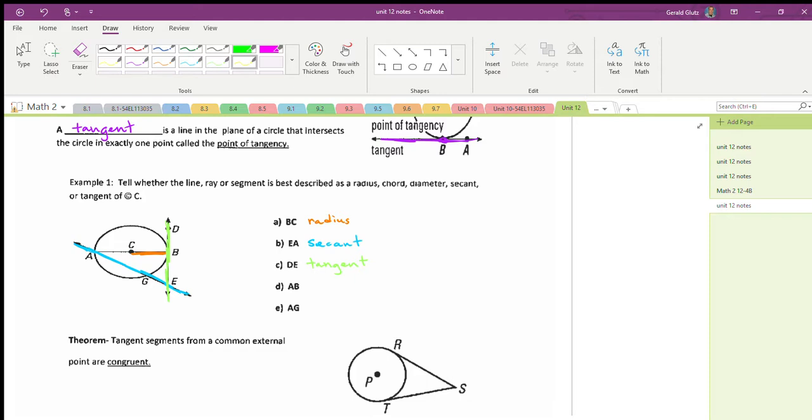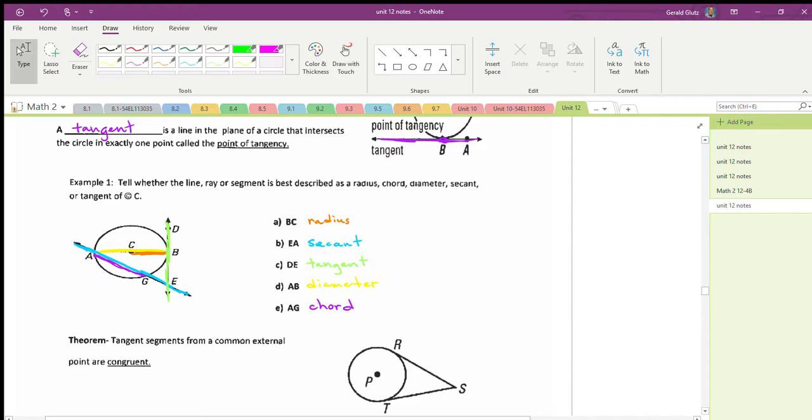Next is AB, so A to B, hopefully you can see that yellow there. It has two endpoints on the circle and it goes through the center, so that would be a diameter. And then finally, AG, going from A to G, it does not go outside of the circle and doesn't go through the center, so that is a chord.